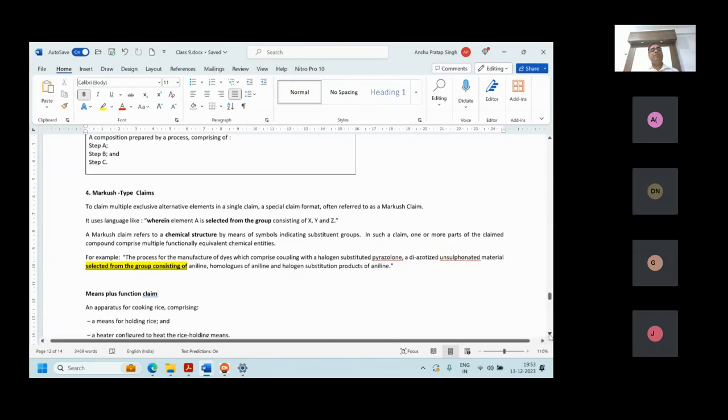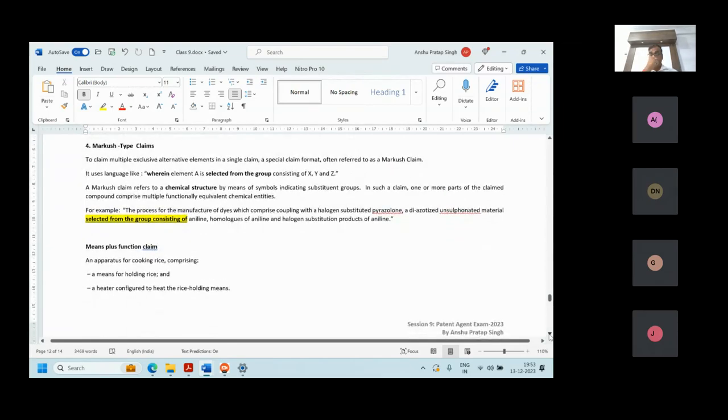Now comes the means plus function claim. You can also go for it. Here I'm not defining the element, I'm defining the element in the form of the function it will be performing. So what we are saying: an apparatus for cooking rice comprising a means for holding rice and a heater configured to heat the rice holding. This is how you use configured to and the component means. Okay, both examples are here.